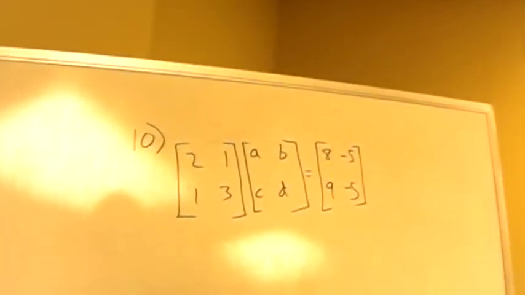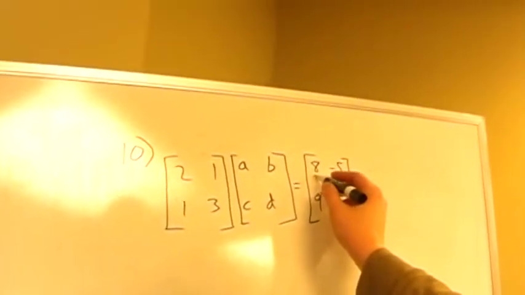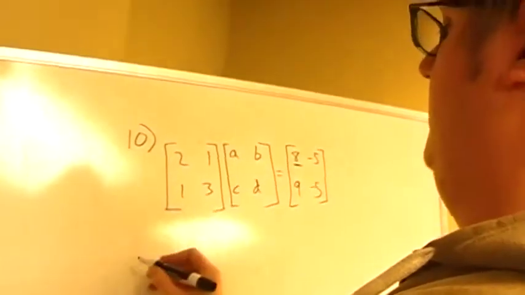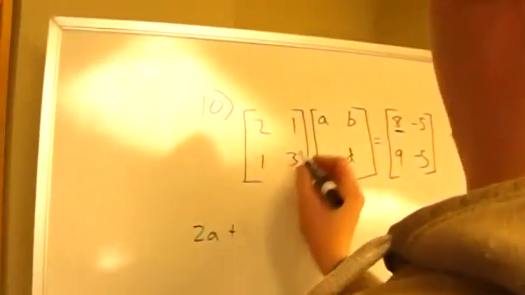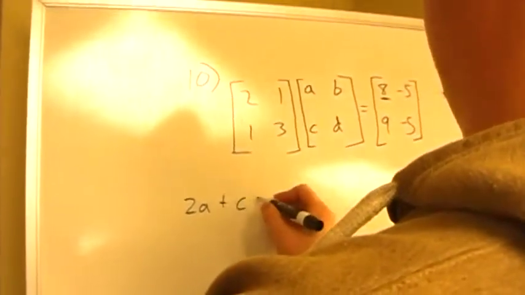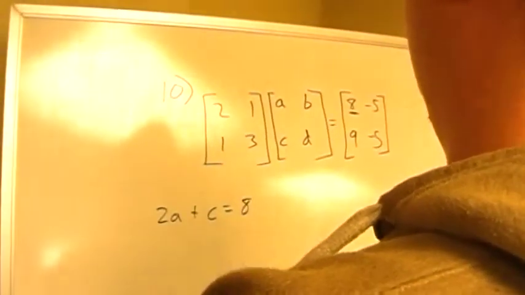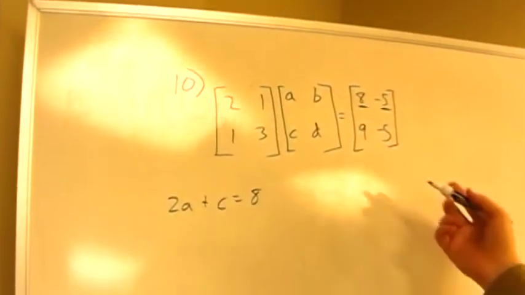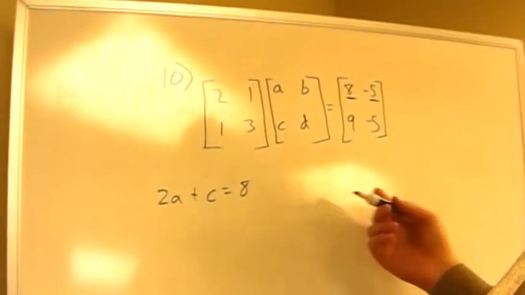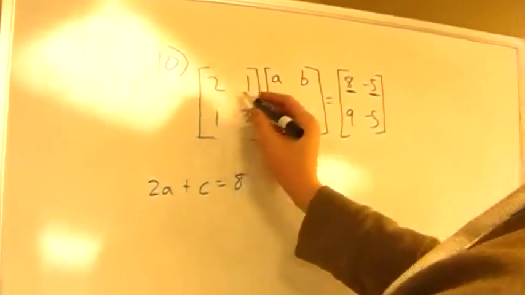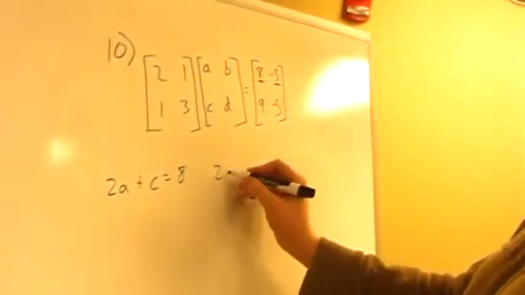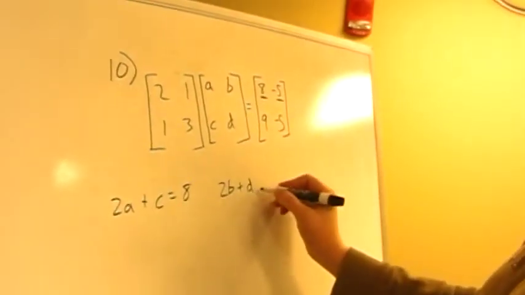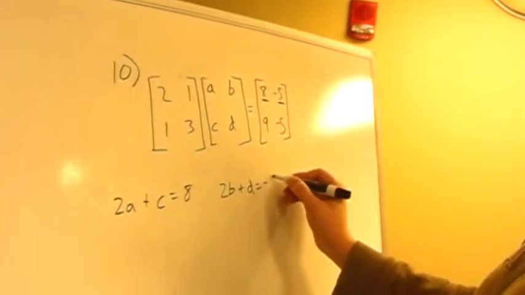We know that we have to multiply. When we want the first row, first column element, we multiply the first row by the first column, right? So we have 2 times A plus 1 times C, and that's going to give us 8. Now let's see what gives us the first row, second column. We multiply the first row by the second column, so we have 2 times B, 2B, plus 1 times D, and that's going to equal -5.